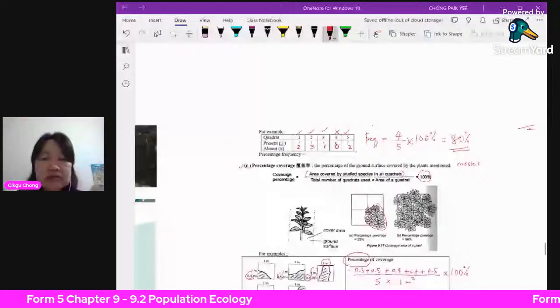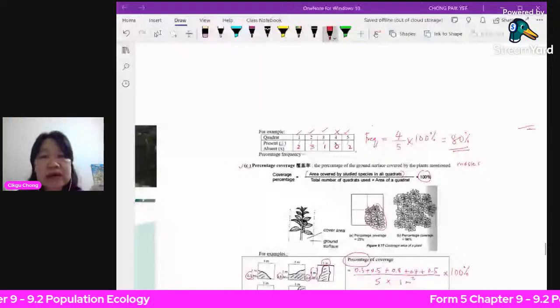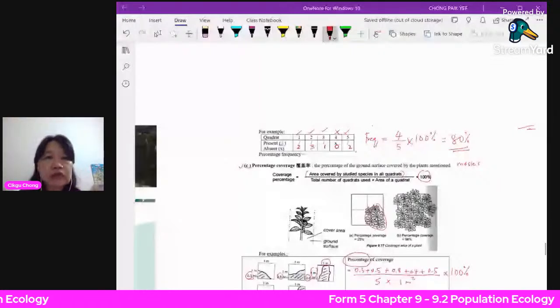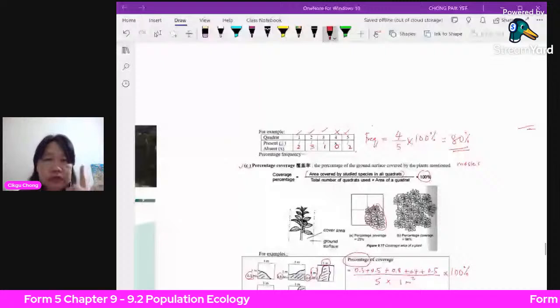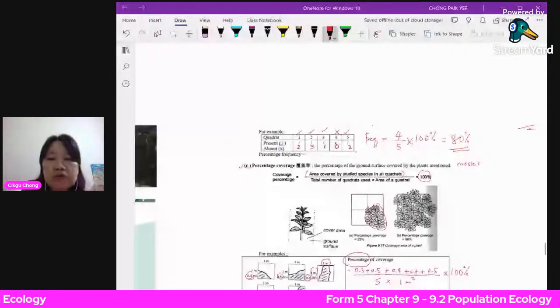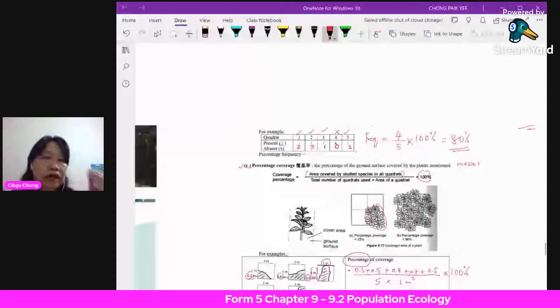Animals are not that smart, right? As long as you put food there, they will go in. So this is trapping. First step, you must trap all the animals that you possibly can, as many as possible. Then you mark all of it. You mark all the animals that you get. If you get 100, you have to mark 100.